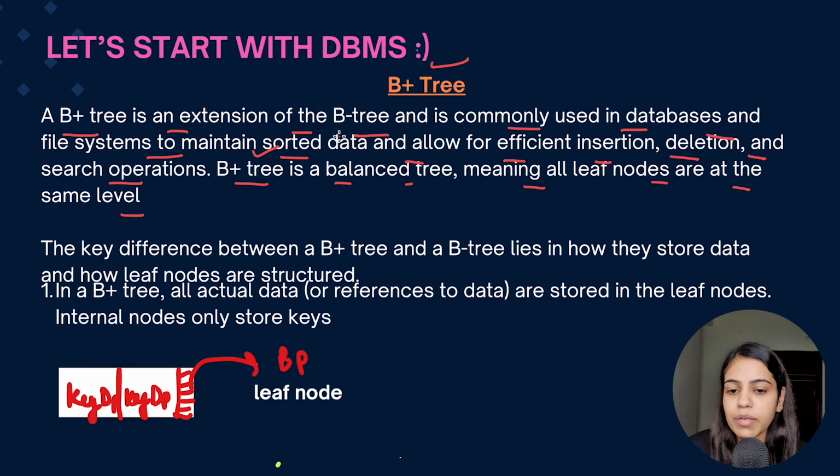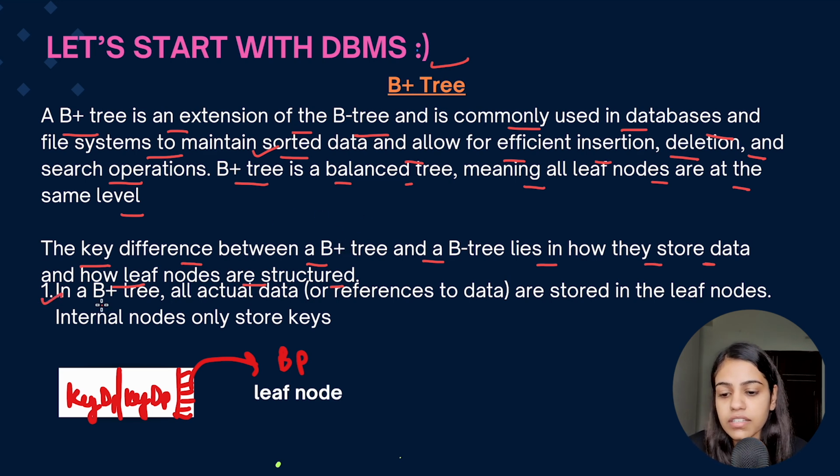Now here I am saying that B plus tree is an extension to the B tree. Then what are the common differences between B tree and B plus tree? The key difference lies in how they store the data and how the leaf nodes are structured.